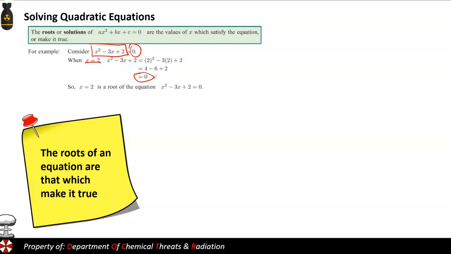There are sometimes more than one solution or one root to a quadratic. In this case, x equals 2 is the solution, but in many other examples, we'll see there can be 2 solutions. Sometimes there can be no solutions, and we'll talk about what that actually means. What is the significance of a function having no solutions, 1 solution, or 2 solutions? But that's a bit later. That's when we talk about functions. For now, we're just talking about quadratic equations. So the key point here is that the roots of an equation are the x values that make it true.